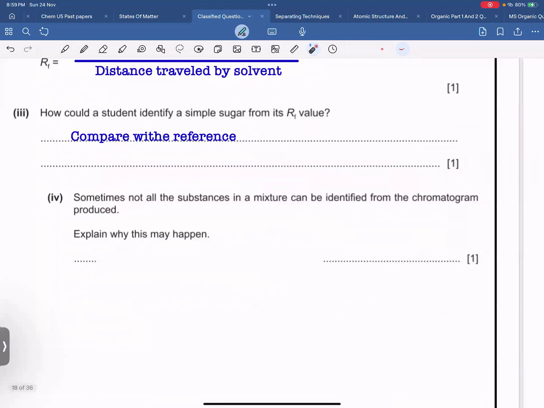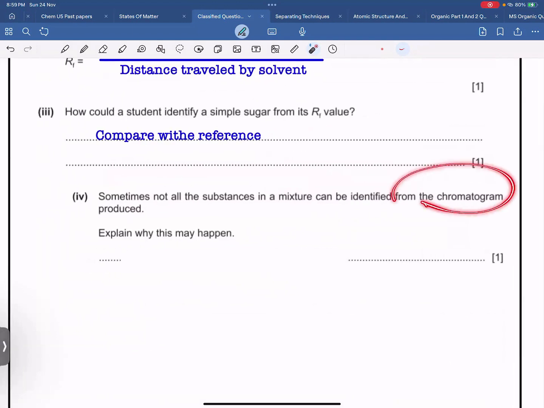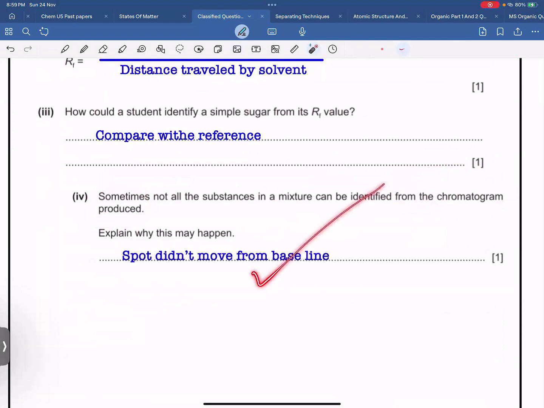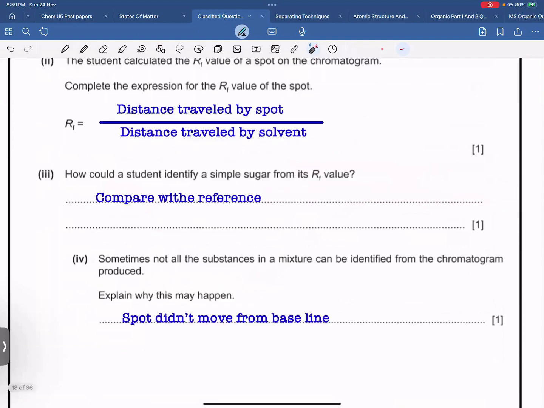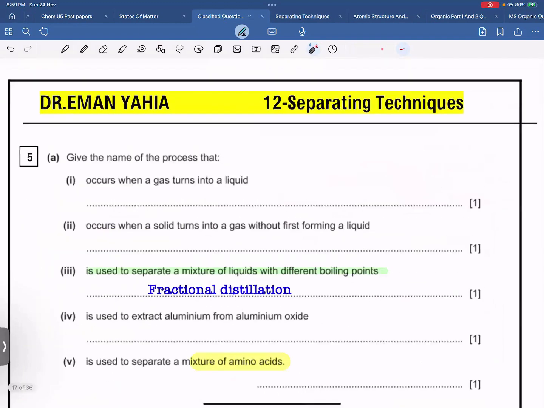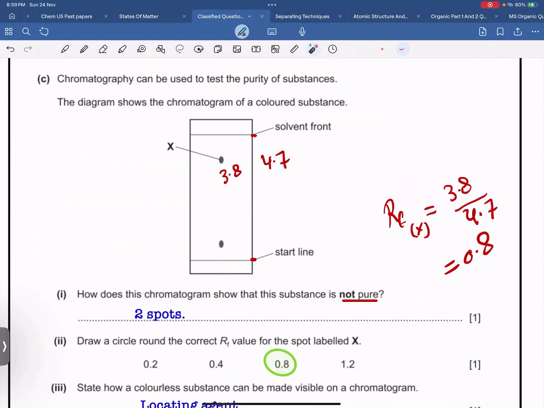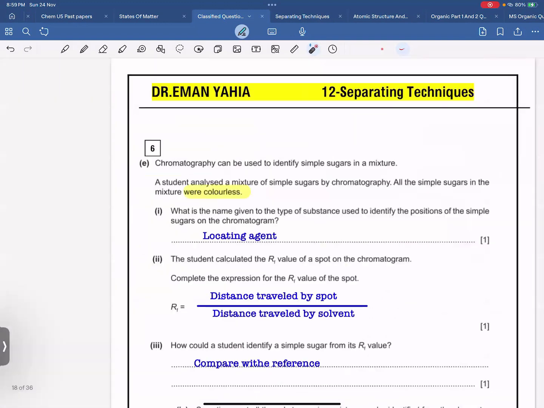Sometimes not all substances in a mixture can be identified from the chromatogram produced. Explain why this happens. Because the spots did not move from the baseline. If a substance did not move from the baseline, you cannot measure the RF, so you cannot identify the substance.